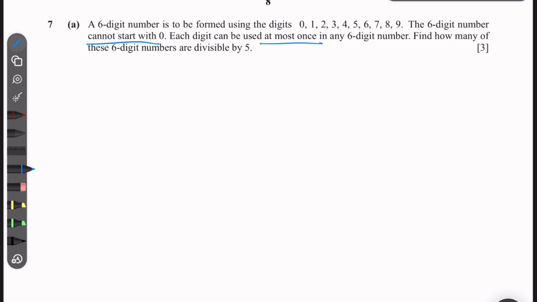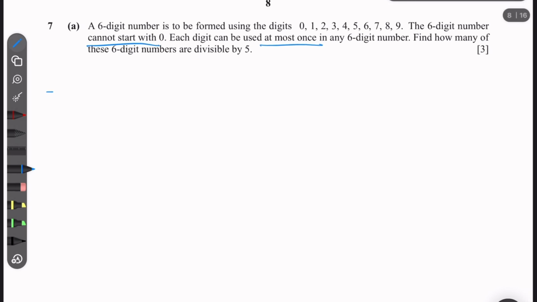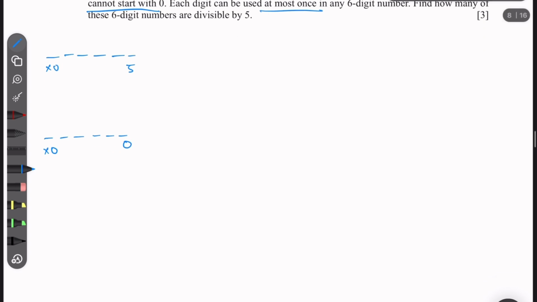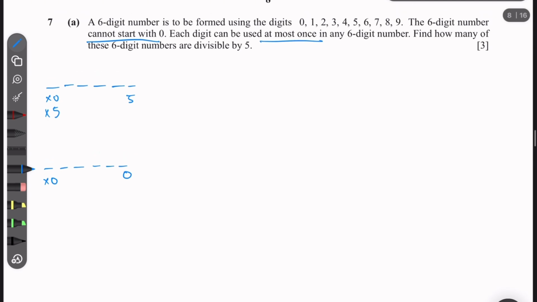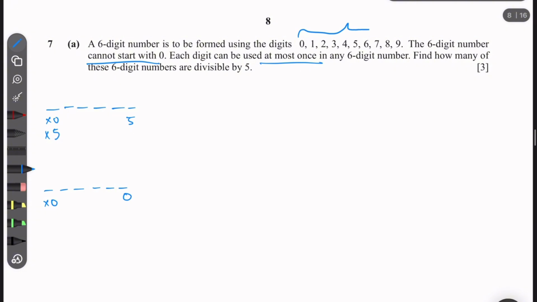Okay, so for the 6-digit number to be divisible by 5, it has to end with either 0 or 5. Okay, the first scenario will end with 5, and the second scenario will end with 0. Okay, so we know that it cannot start with 0. And for the first one, because it cannot repeat, the first number also cannot be 5 if the last number is 5. So the total numbers is 10.